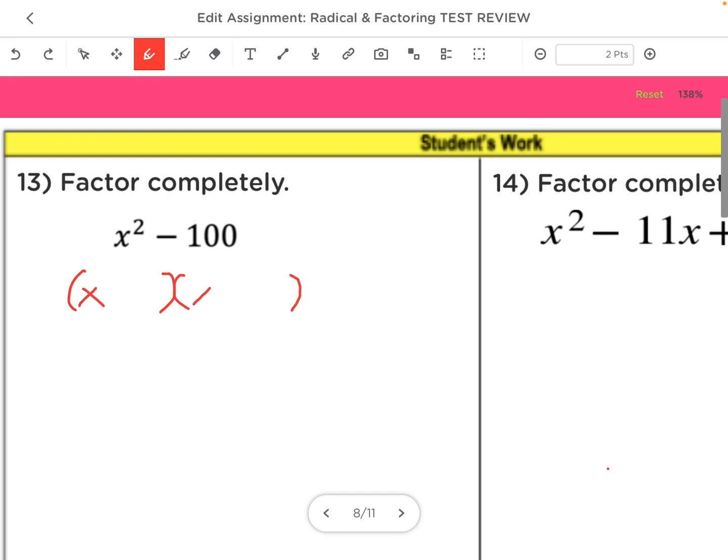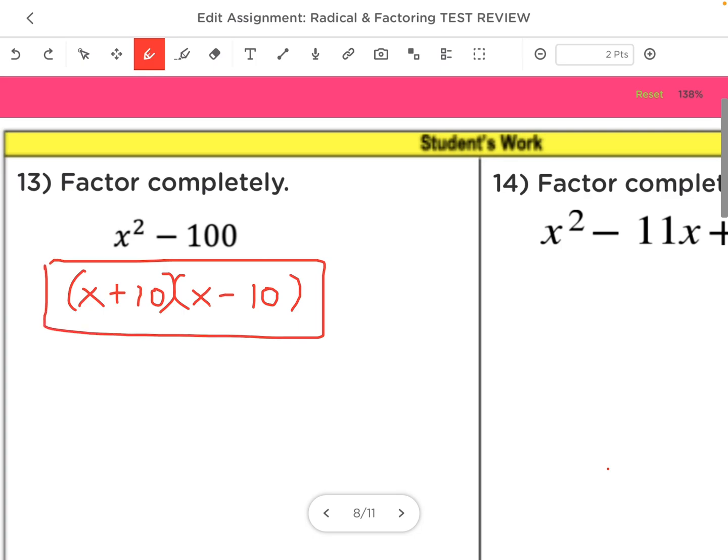We have x and x in our first two spots because that will give us x squared. And we take the square root of 100 and put that in the second spots. One's a plus, one's a minus, and done. Those should be very quick when factoring those difference of perfect squares.